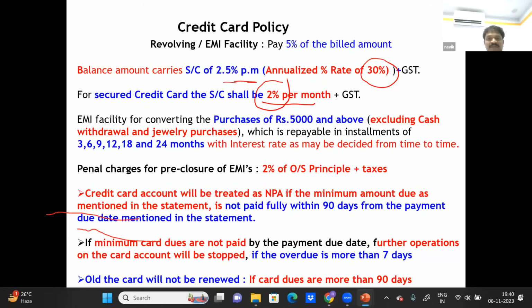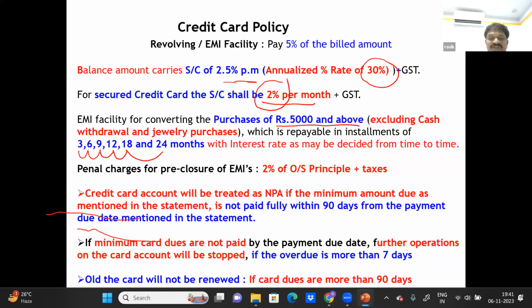Okay. Then EMI facility for converting purchases of minimum 5,000 and above. Remember, this excludes cash withdrawal and jewelry purchases. That amount will not be considered for conversion to EMI facility. Other than cash withdrawal and jewelry purchases, if anybody purchases 5,000 and above, then only EMI facility will be given. And the bank will give EMI facility in quarterly, half yearly, 9 months, 12 months, 1.5 year, 2 years. In this way, they will be given. Based on that, interest will be decided.